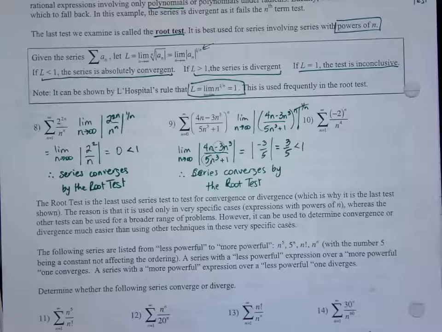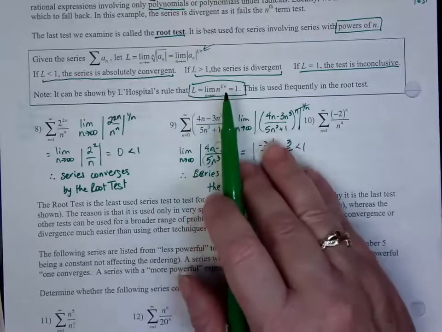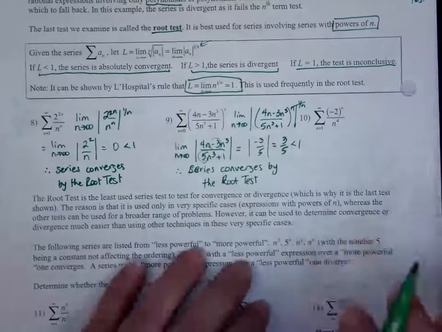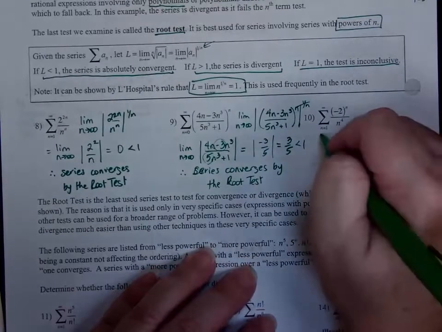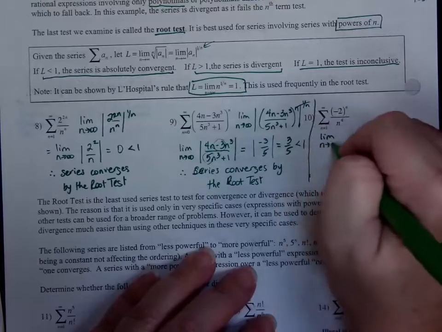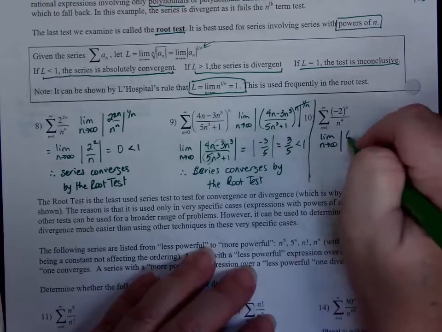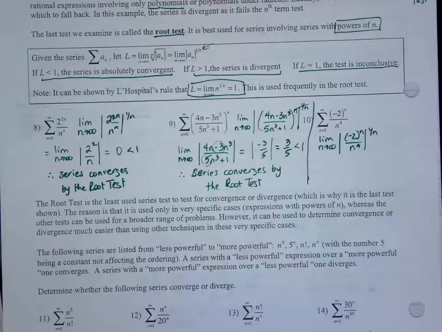Now, I want to go ahead and do the last problem, because that thing that we boxed in right here, this n to the 1 over n, is going to show up here. And I want to show you how to handle that. So we have the limit as n approaches infinity of the absolute value of negative 2 to the n over n to the fourth to the 1 over n.